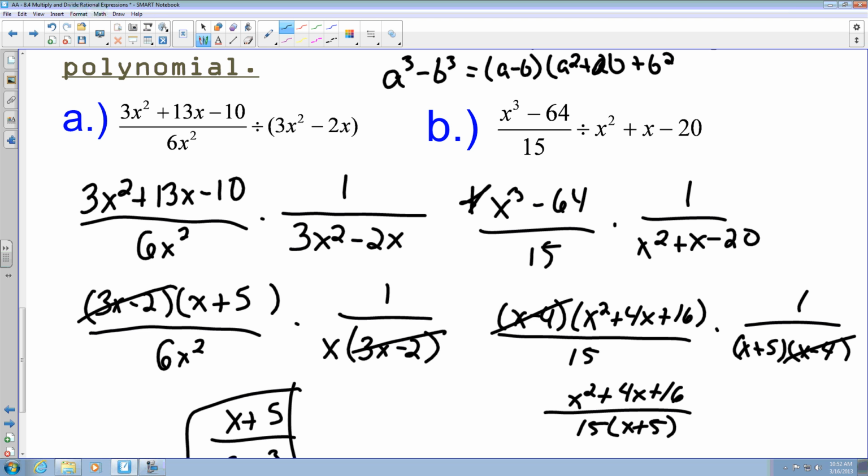Okay. And that is being able to multiply and divide rational expressions.